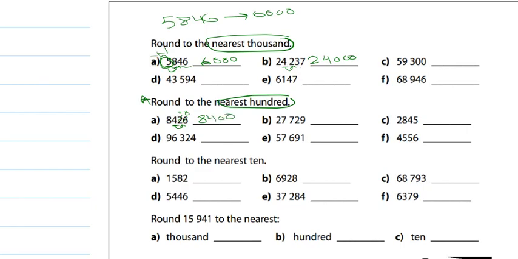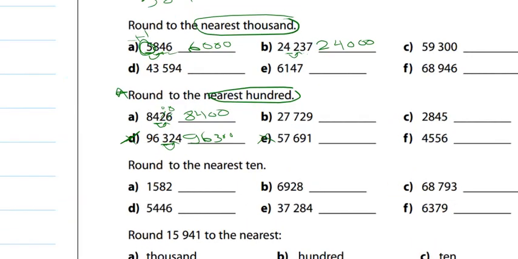On letter D question, I have 3 in hundreds. On the right hand side I have 2. 2 is also a poor digit, so it will be the same digit. So the number will be 96,300. While in letter E, I have 6 in hundreds place value.